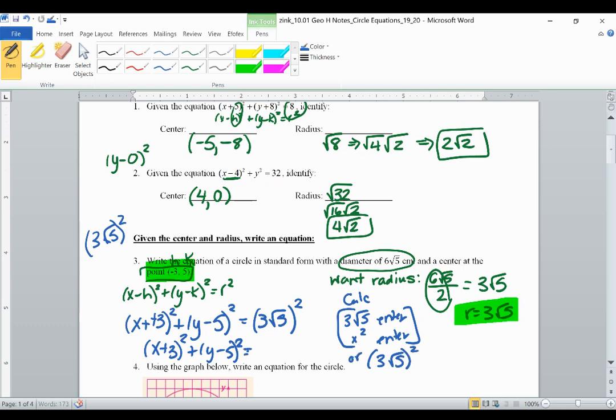Or, and actually this is more of an and, I'd say do it in your head as well. So 3 squared would give you 9, and rad 5 squared would give you 5, and 9 times 5 gives us 45.